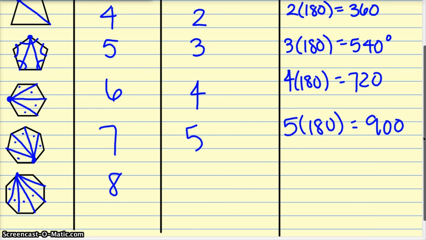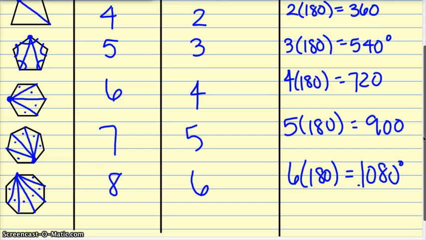1, 2, 3, 4, 5, 6. So there ends up being a total of 6 triangles. So 6 triangles have 1,080. So for an 8-sided figure, the total number of degrees on the inside is 1,080.